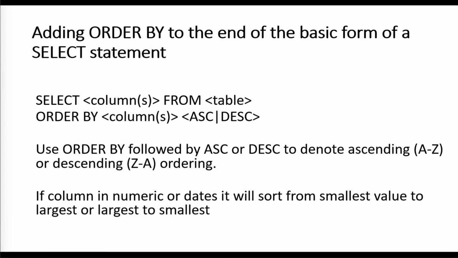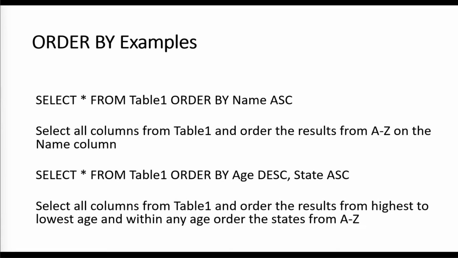with commas in between them. However, with each one you can specify whether you want it to be an ascending or descending sort. So ascending, if it's a string or text, will sort from A to Z, or descending, it will sort from Z to A. And if the column is numeric or dates, it'll sort from the smallest value to the largest, or largest to the smallest, depending on how you do it. So let's look at some examples.